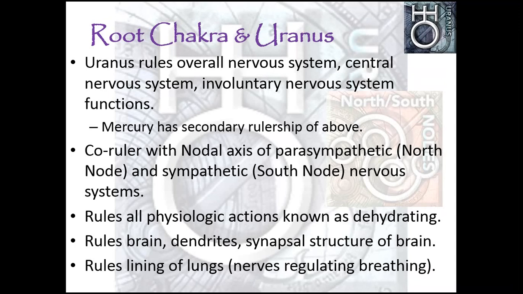Uranus also rules the brain in general. It, again, rules that whole synaptic or electrical structure of the brain, and it rules the dendrites, which are the repositories of new information. So as that middle layer of the root chakra gets activated, and there's expansion of consciousness going on here, the brain creates new dendrites to hold new awareness, new understandings, new information. That's why when you go through a Uranian time, it can disrupt your sleep patterns, because the brain is so activated, it can't always quiet down.